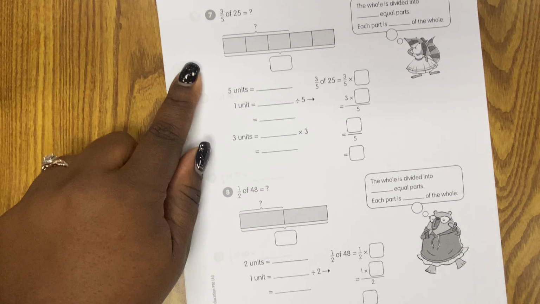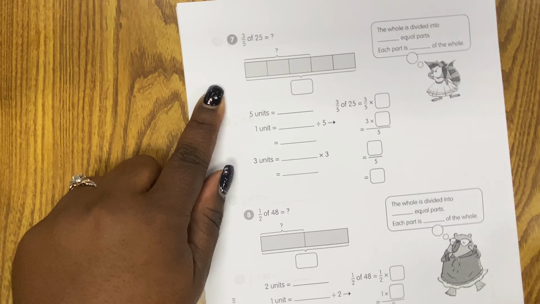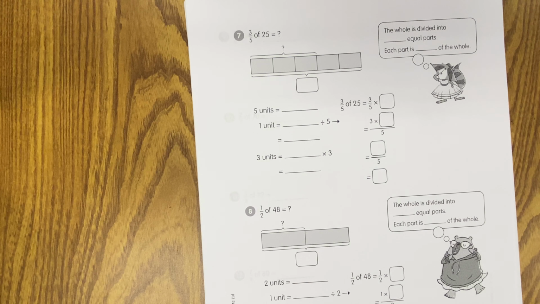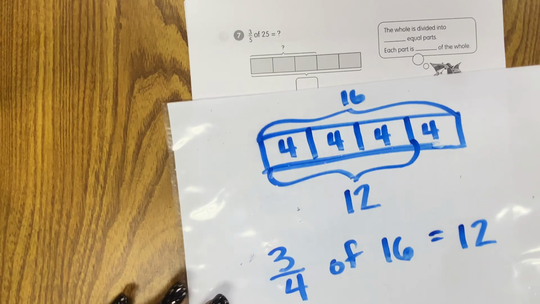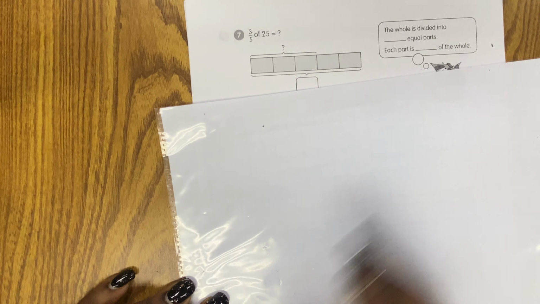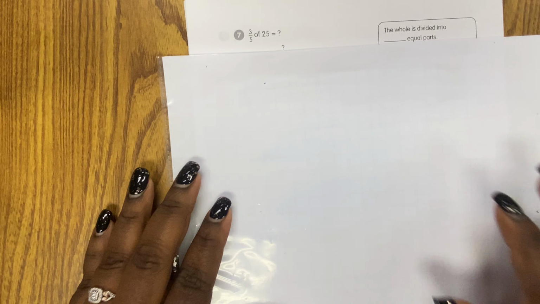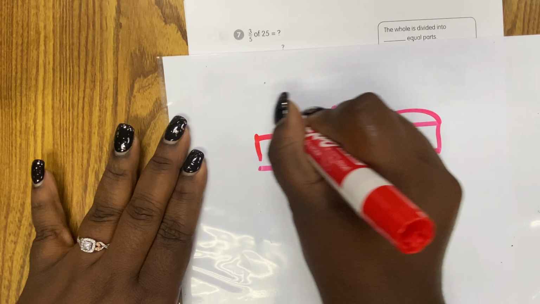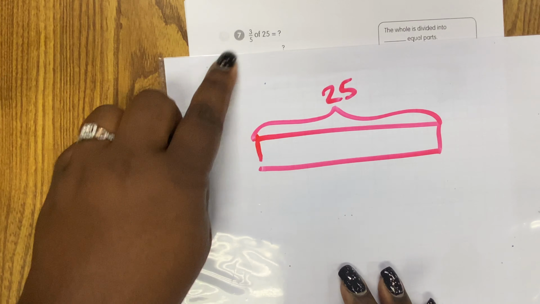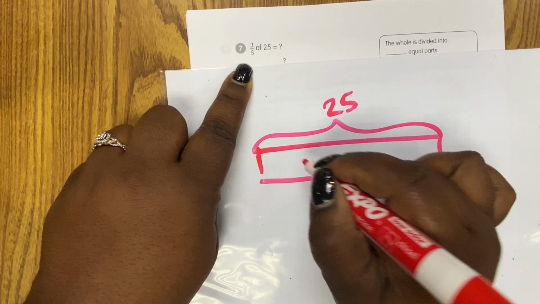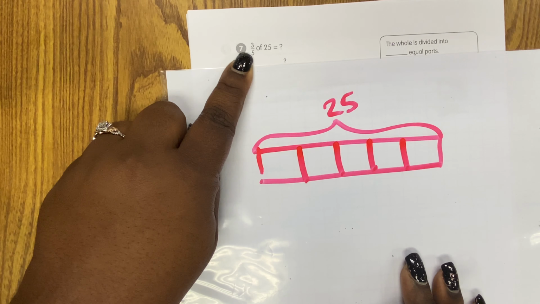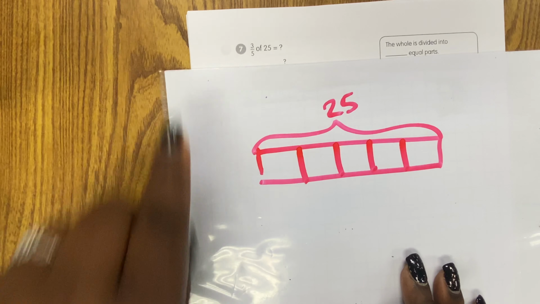So 3/5 of 25, go ahead, pause the video and try that. 3/5 of 25. So we are going to do the same thing here. We're going to take our whole of 25, and we are going to split this into 5 equal groups. And we only want 3 of those 5 equal groups.